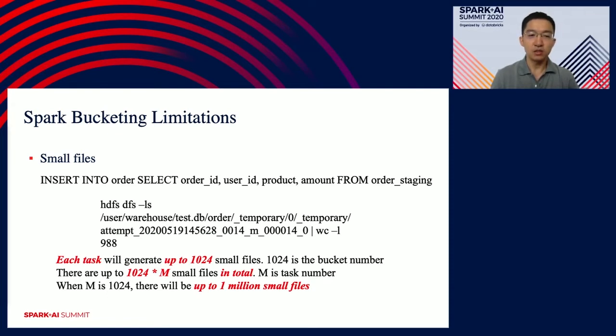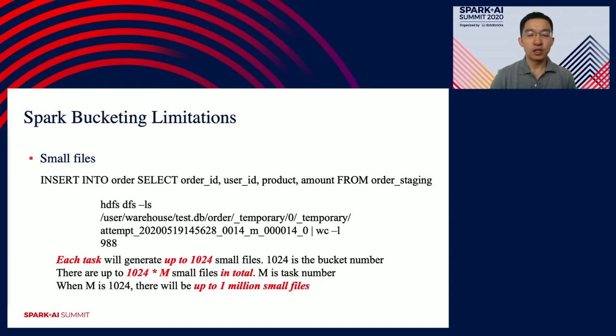When m is 1,024, there will be up to 1 million small files. And in practice, m may be much larger than 1,024. For example, 10,000. Then there will be up to 10 million small files.